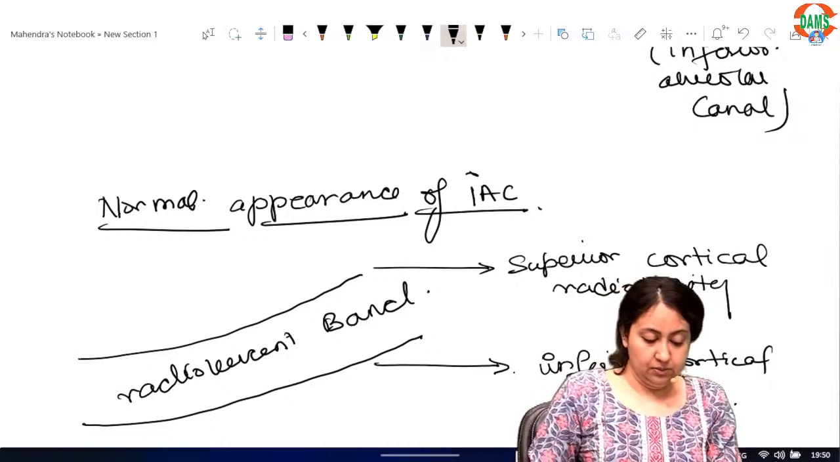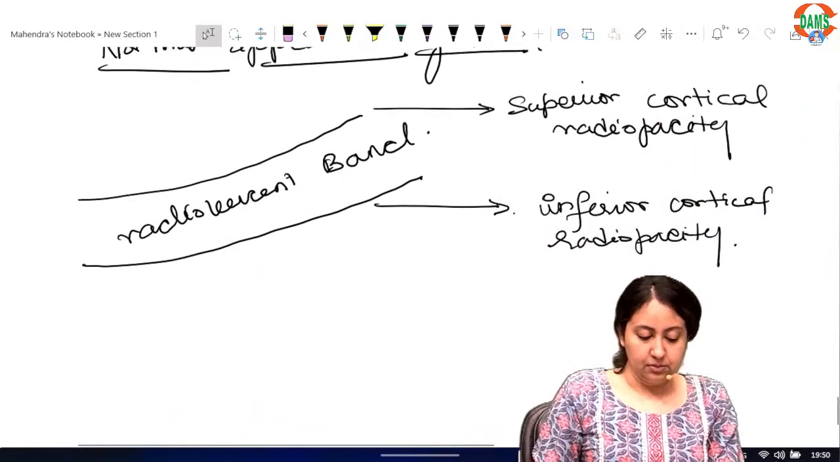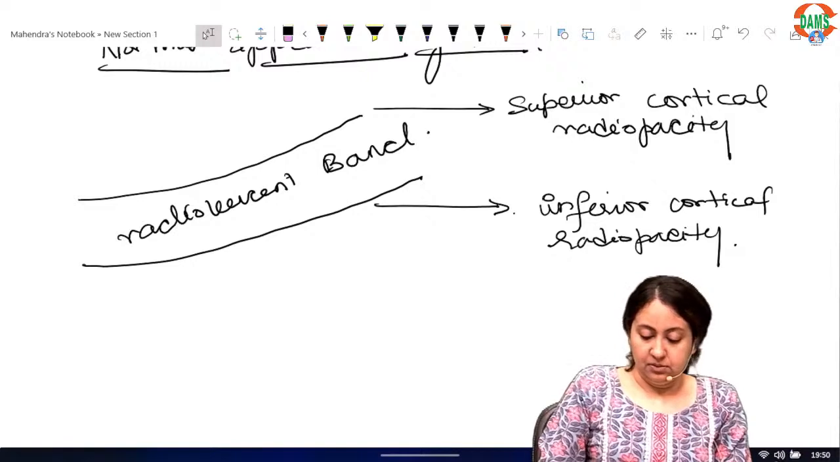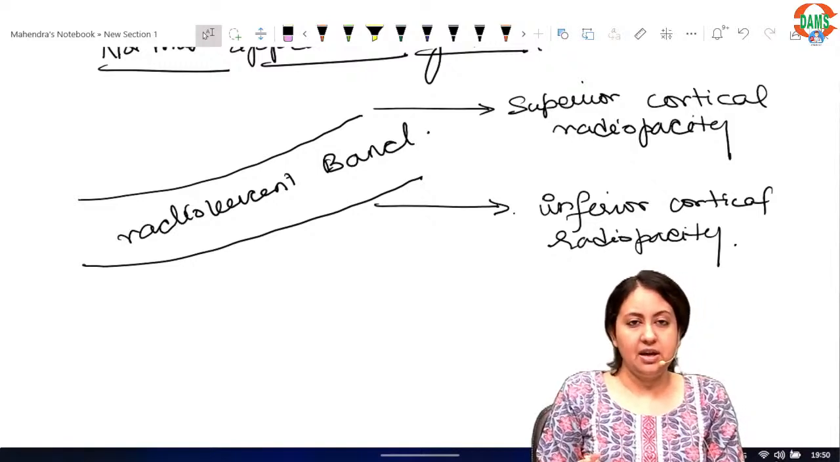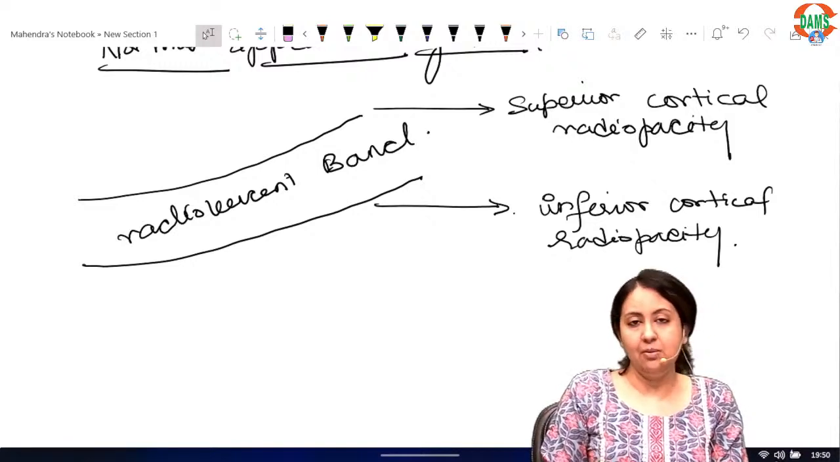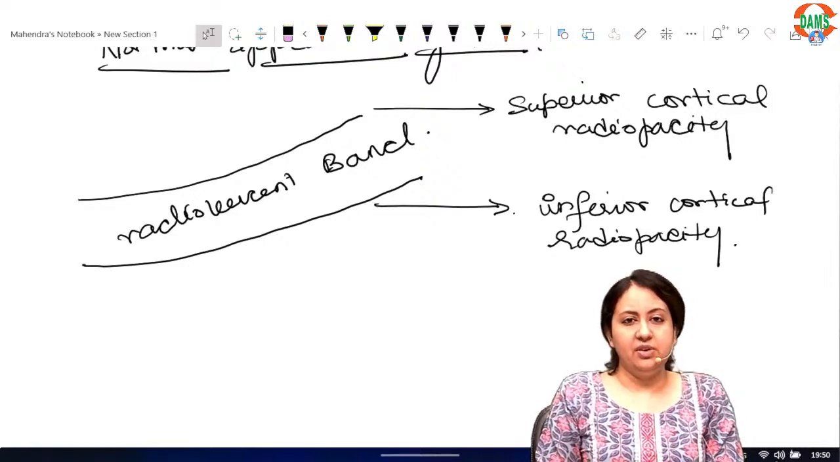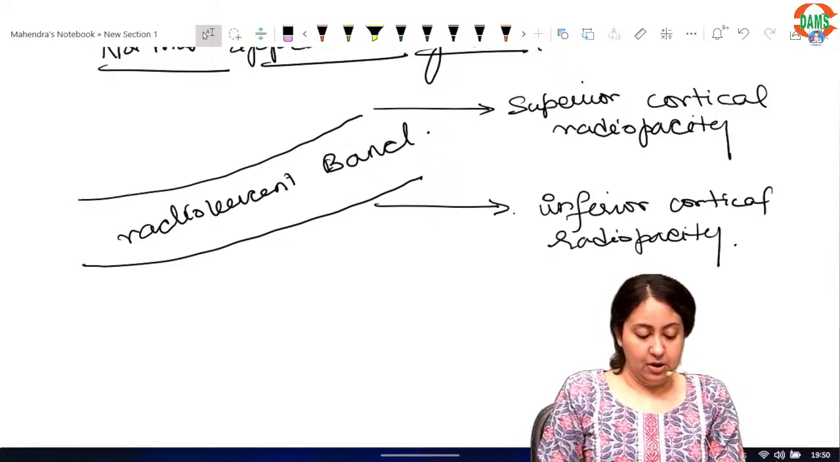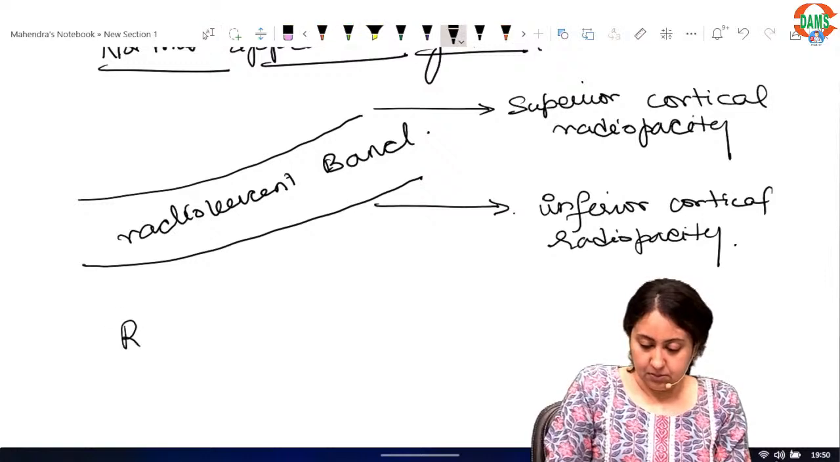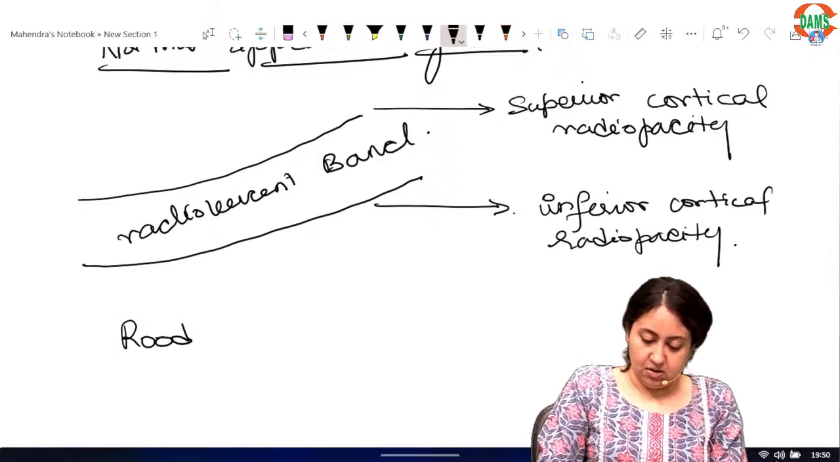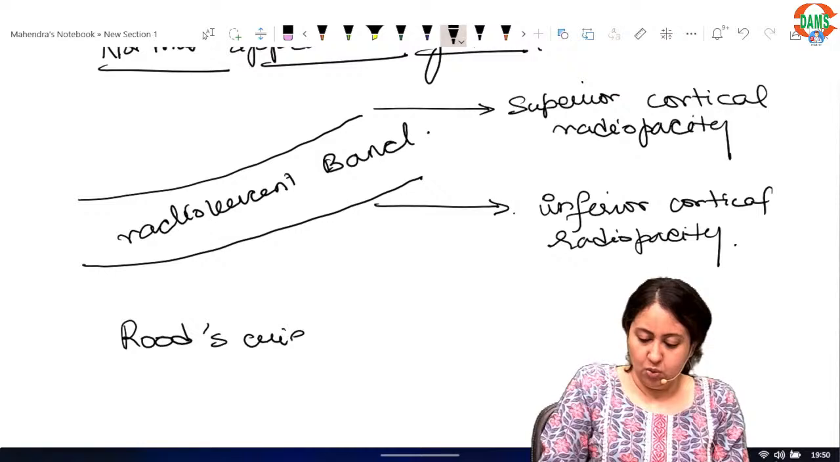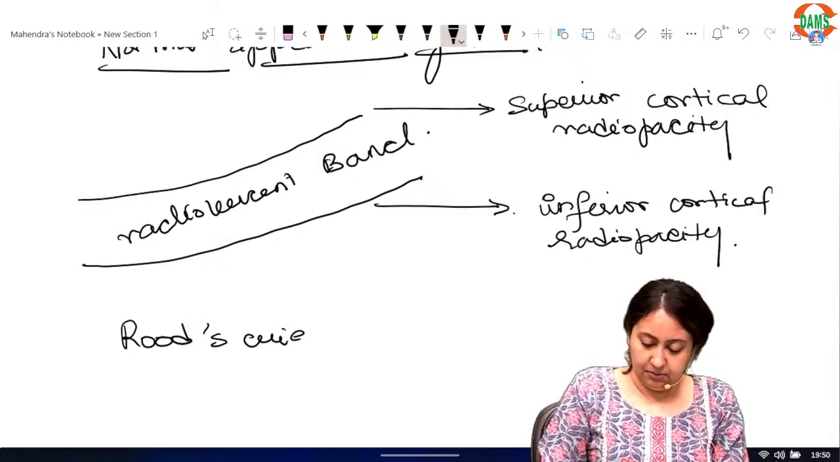Okay, now there are certain criteria, and their names differ in different books, but recently it is known as Rood's criteria.